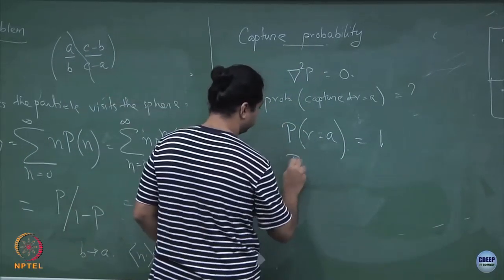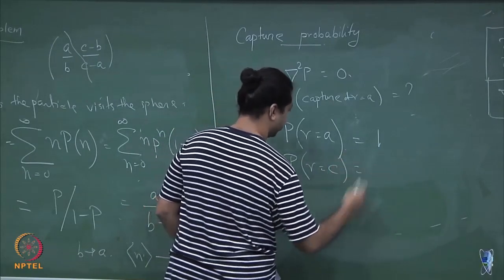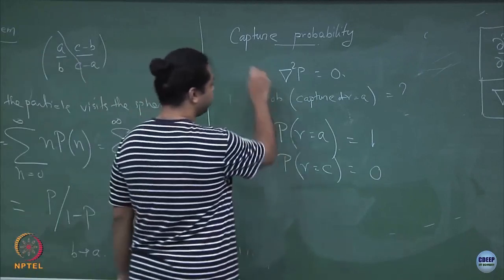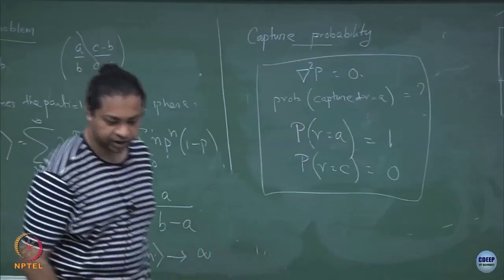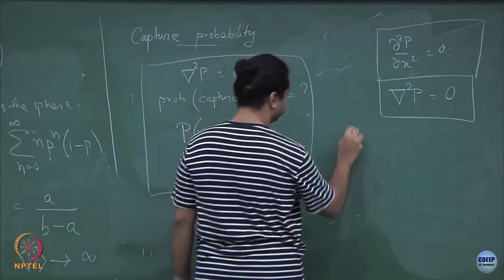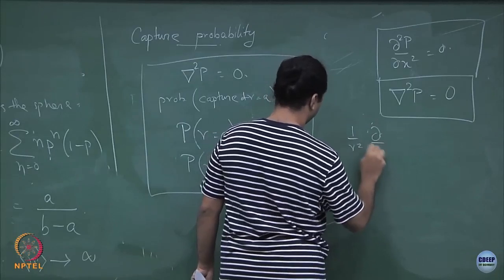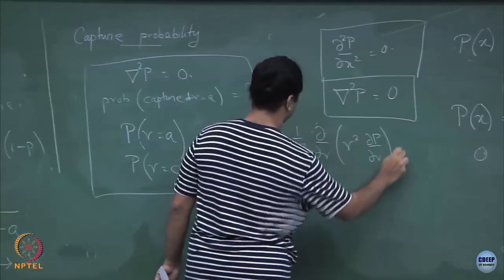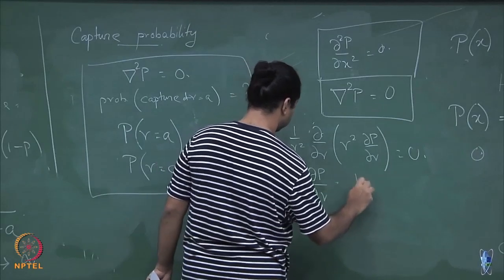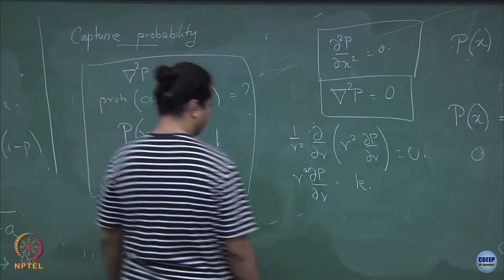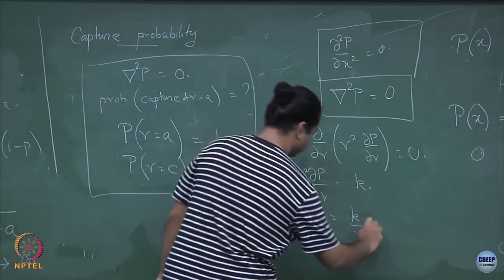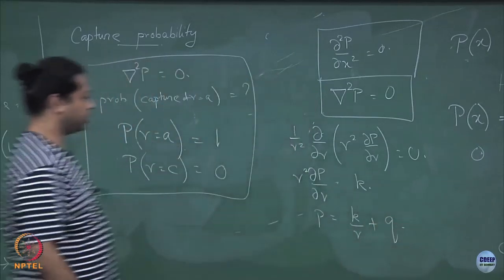On the other hand, on this other side, I will set r equal to c, and I do not want it to be captured there. So, these are my boundary conditions. I can solve this equation subject to these boundary conditions and see what I get. Again, if I assume this is spherically symmetric, then 1 by r square del del r of r square del p del r is equal to 0, which means r square del p del r is equal to some constant, let us say k, which means p is equal to k by r plus another constant.